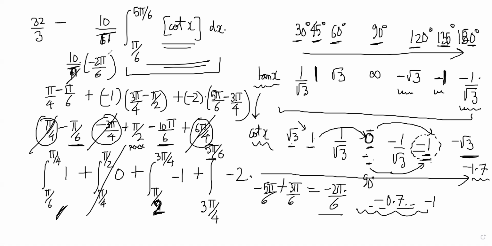So this 10 cancels, it is minus 20 by 6. So this is 64 by 6 minus 20 by 6. So that is 44 by 6, right? So I am getting 4. I hope you are understanding what I'm saying. Yes, sir. The point is not the calculation. The point is how to analyze the GIF, right?